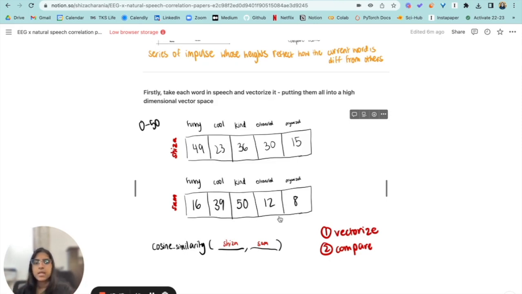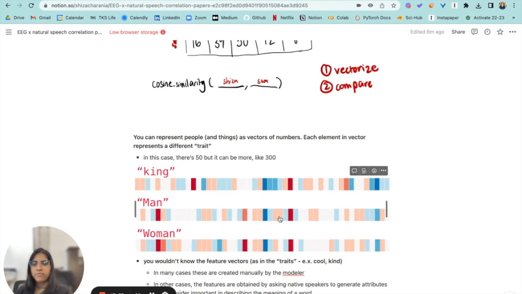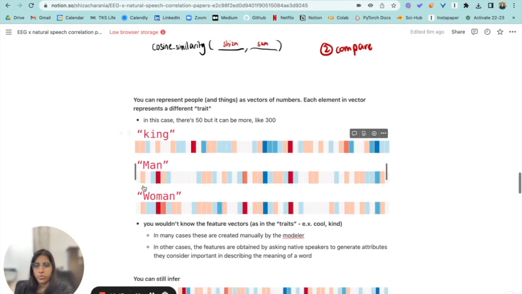But in this case, let's say you have a bunch of words. So in this case, you have king, man, and woman. Now you have traits, quote unquote traits, and each trait is basically one element, and this entire strip is essentially a vector. So each of them would correspond to a quote unquote trait, but in this case, you don't even know what the traits are. So you can't say if it's funny or if it's kind, because you just don't know the traits.